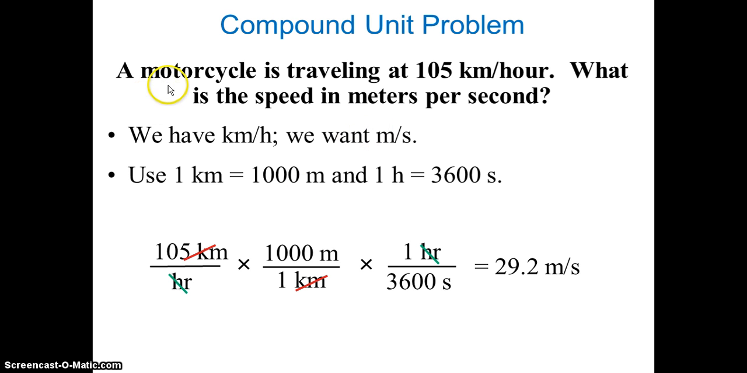For example, a motorcycle is traveling at 105 km per hour. What is the speed in meters per second? So we have 1 kilometer equals 1000 meters, so we can convert kilometers to meters. And then we know 1 hour is 3600 seconds. So we use that conversion factor to cancel out the hour, so the top unit is meters, and at the bottom we get seconds, and we get 29.2 meters per second. So that's called a compound unit problem.